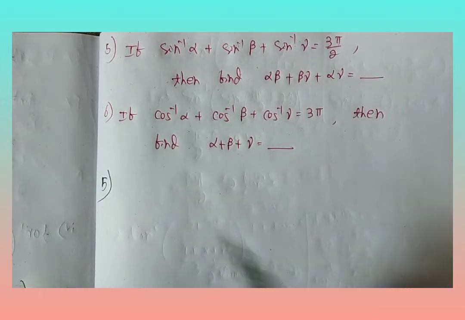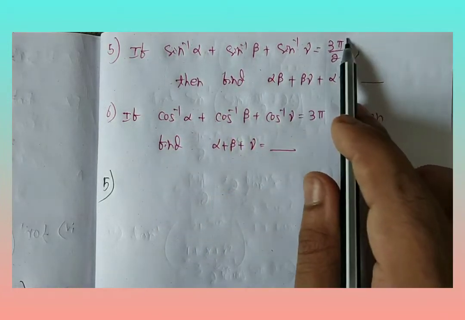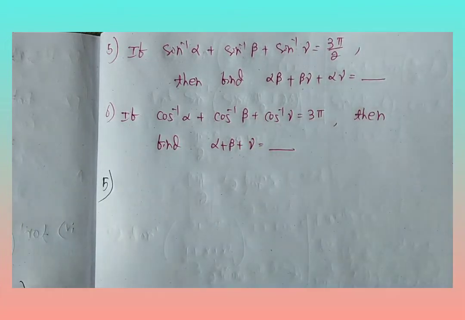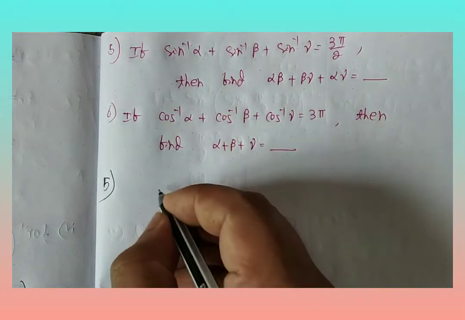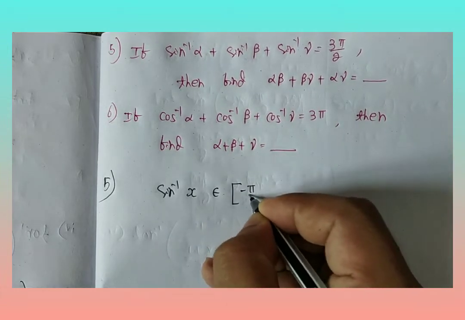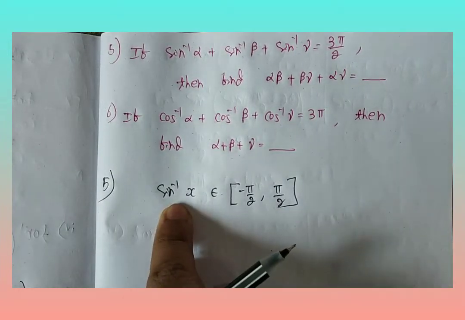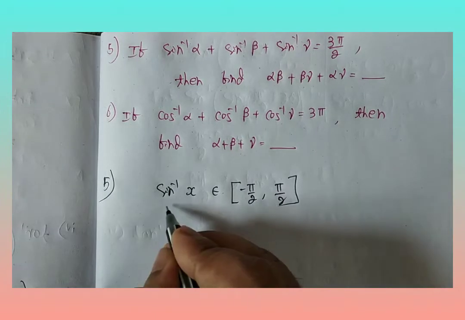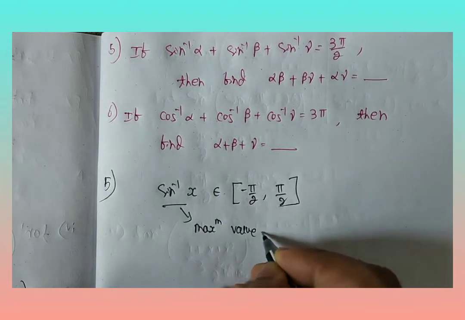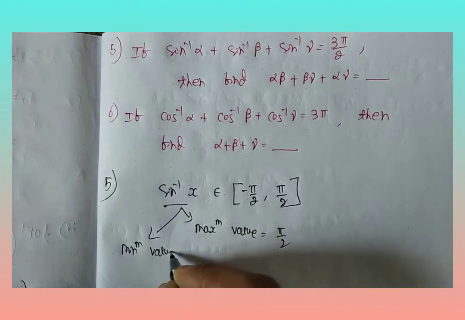Question number 5. These are 2 mark questions. If sine inverse alpha plus sine inverse beta plus sine inverse gamma equals 3 pi by 2, then find the value of alpha times beta, beta times gamma and alpha times gamma. First, we know that sine inverse x belongs to minus 90 to plus 90. Yes or no? This is the range of sine inverse x. That means the maximum value is pi by 2 and the minimum value is minus pi by 2.